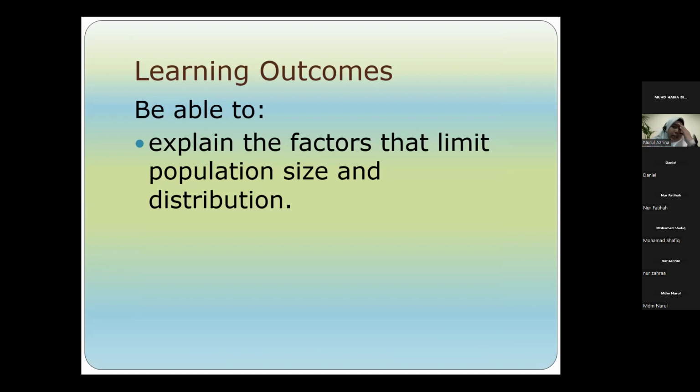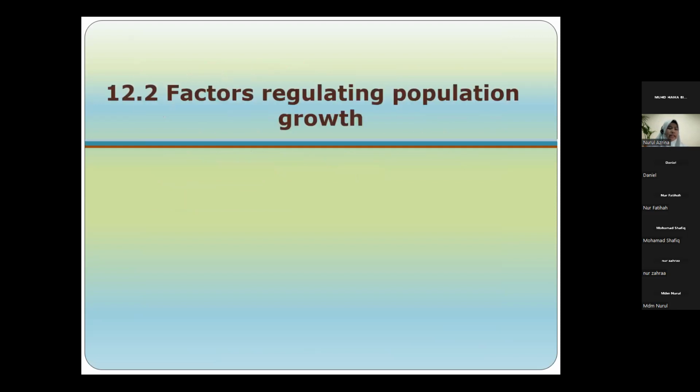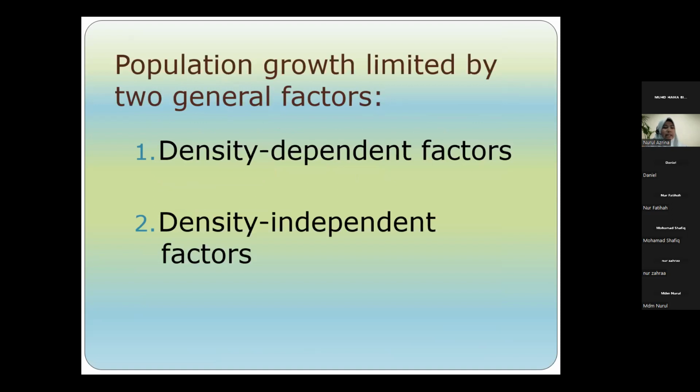Next, we have looked at what is J-shaped curve, what is S-shaped curve. Okay. Now let's go and look at what are the factors that can limit population size and population growth. Apa faktor-faktor yang boleh menghadkan pertumbuhan sesuatu population. Okay. So the factors that can limit population size and growth divided into two. Right. So ingat keyword. Factors limiting population growth.